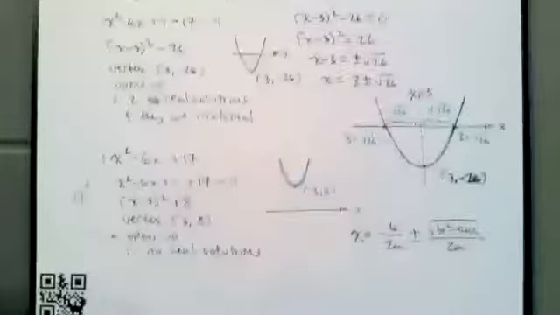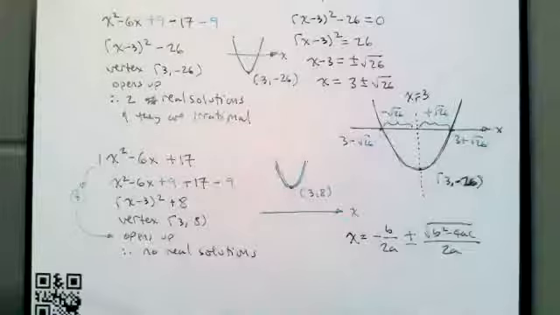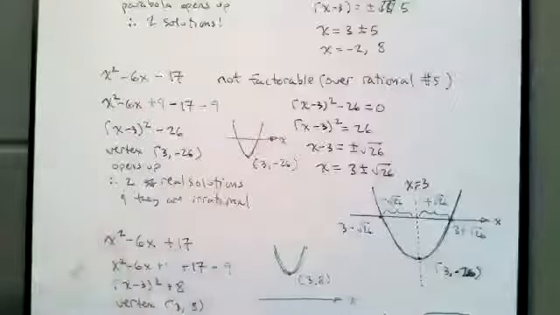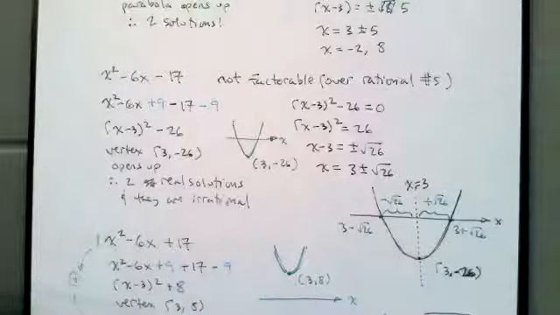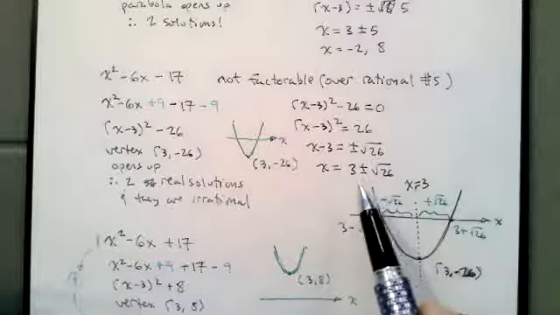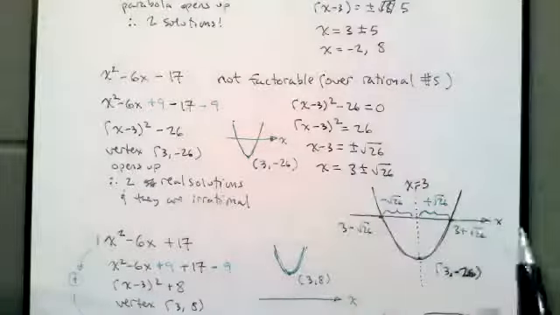So, a quick detour into polynomials. It's important to note that when we say a polynomial is factorable or not factorable, at this point in our careers, we mean factorable over the rational numbers. Because the fact is, x squared minus 6x minus 17 is factorable, but we need irrational numbers to do it. The two factors are going to be irrational: 3 plus the square root of 26 and 3 minus the square root of 26.